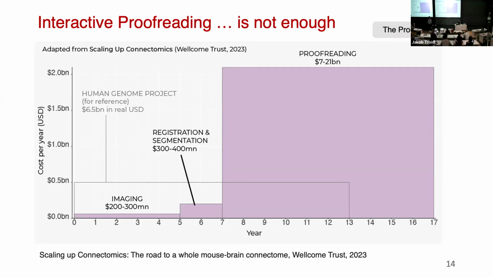They've estimated the cost associated with mapping a full mouse brain connectome with the current state-of-the-art technology. What they've identified is that proofreading is one of the largest, most driving cost factors of getting that connectome. They've estimated it to be $7 to $21 billion just to proofread an entire mouse brain connectome, which means that in order to actually make that happen, we will need to bring the cost massively down for that bottleneck in the pipeline.